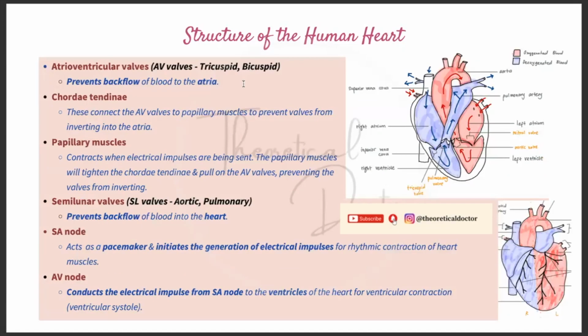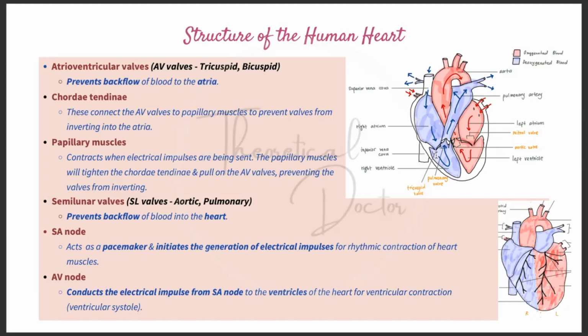And then you have the atrioventricular valves, or short AV valves. They consist of tricuspid or bicuspid. Bicuspid, another word for it is mitral valve, this one. So this is the tricuspid and this is the mitral valve or the bicuspid valve. The function of them is to prevent backflow of blood into the atrium.